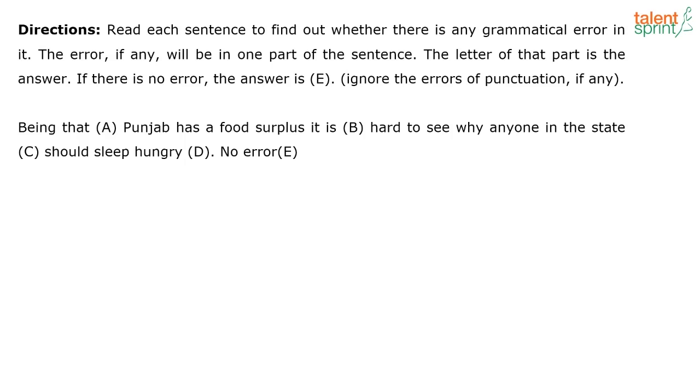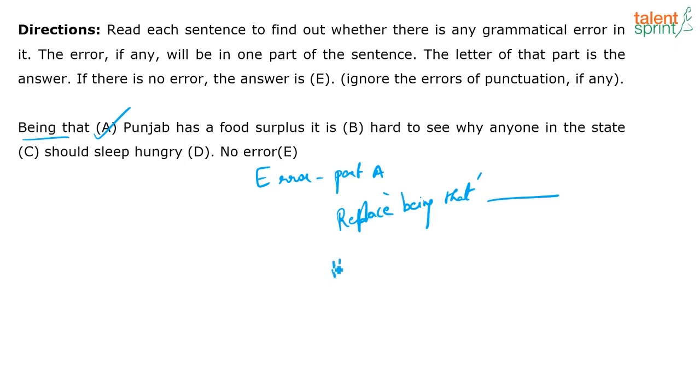If Punjab has a food surplus, then it just doesn't make sense that people are still hungry in that state. So there's some sort of a cause element here, a reason element here, and that is not clearly brought out in this context with the expression being that. The error is in part A. All I need to do is replace being that with, can you think of a word? What can I replace it with to bring in the meaning that the context is giving me, a reason, because?